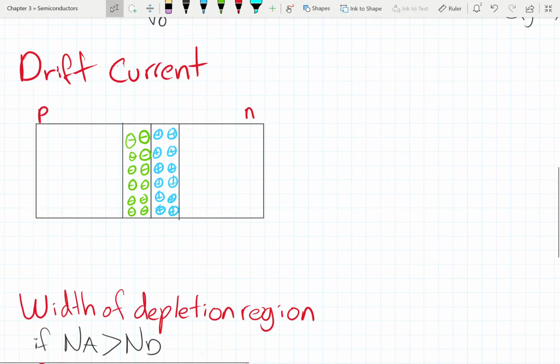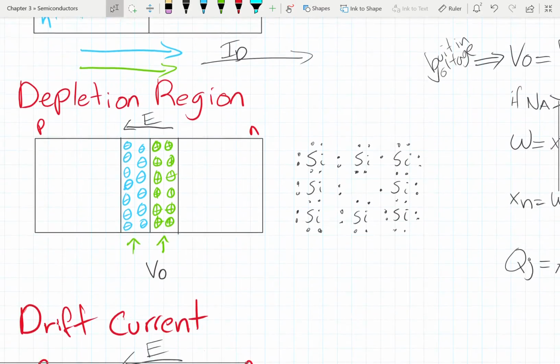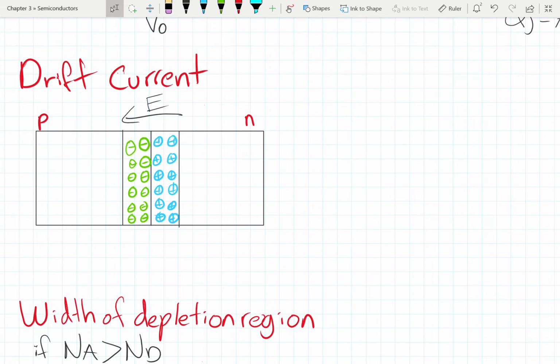So we have this picture right here. We know that we have a positive charge on the N side, a negative charge on the P side, and that an electric field is created from right to left. Now we're going to talk about the minority carriers, because diffusion current, if you remember, was due to majority carriers. So now we're going to look at what happens to the minority carriers. Remember, these minority carriers are thermally generated.